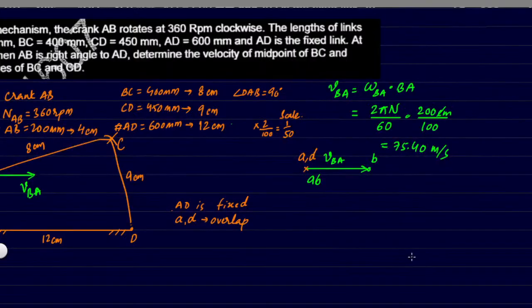So this value we got as 75.4 meters per second. That's a very, very high velocity. Okay, the RPM is also very high, so it's okay that we are getting this velocity.